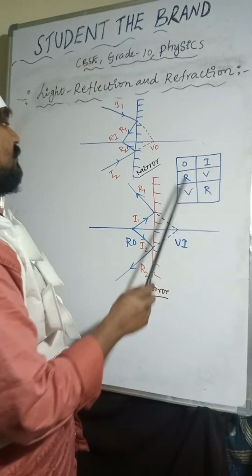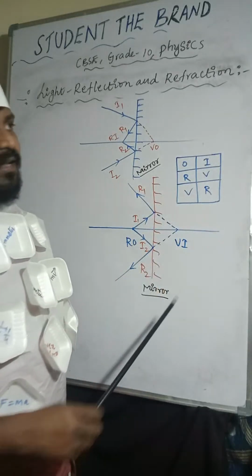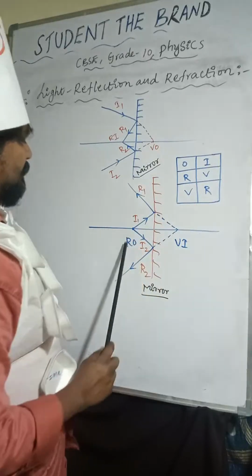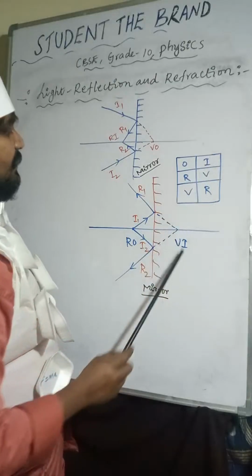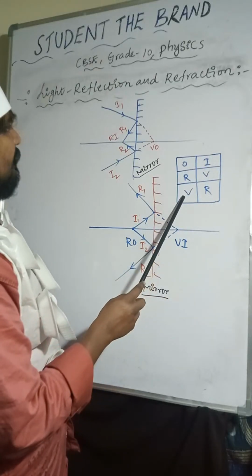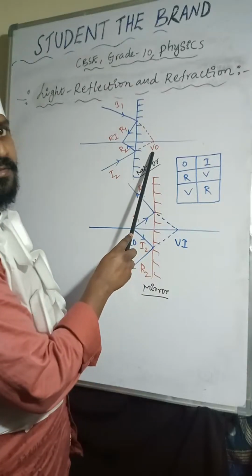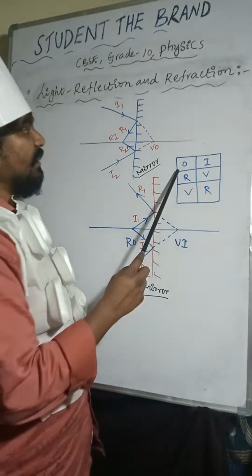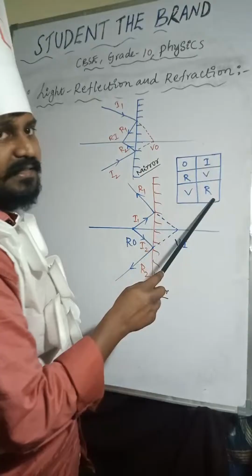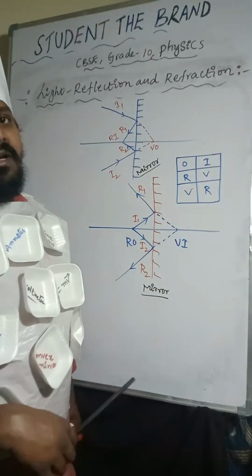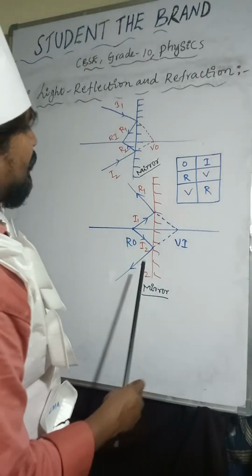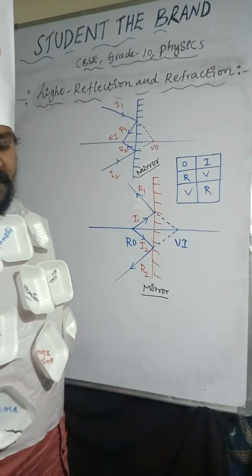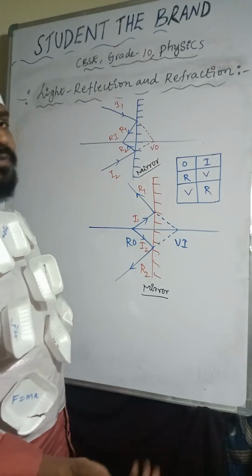In a mirror, object is real, image is virtual. Object is virtual, image is real. Once again, this is a real object and the image is virtual. Here the object is virtual and the image is real. If the object is real, the image is virtual. If the object is virtual, the image is real, in the plane mirror. Very important, make sure that you are learning these points. So this is about image formation and the types of images.